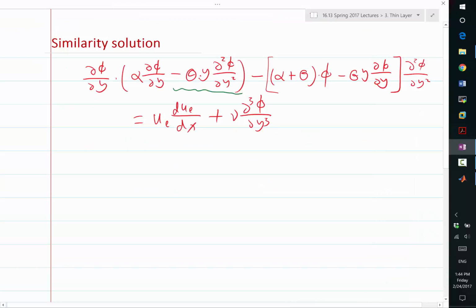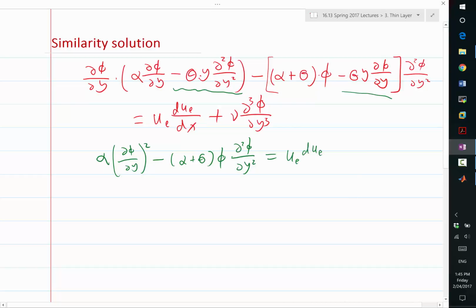So in this term, we have d phi dy, theta y, and the second order derivative of phi. And also in this term, we have theta y, first order derivative of phi, second order derivative of phi. So they cancel. And we are only left with alpha times partial phi partial y squared minus alpha plus phi times the second order derivative in y is equal to the driving term ue due dx, plus nu times partial cube phi partial y cube.